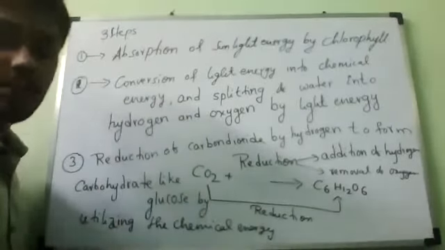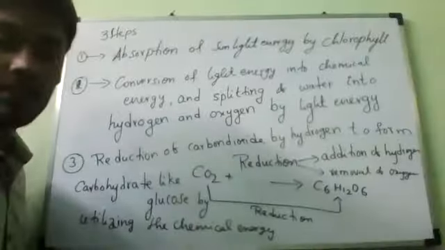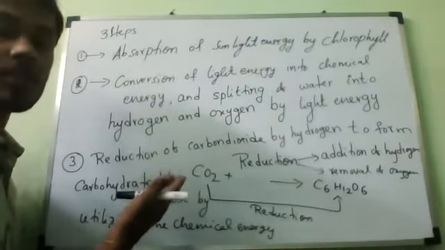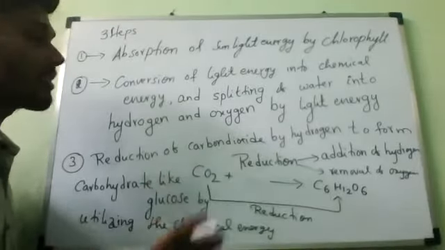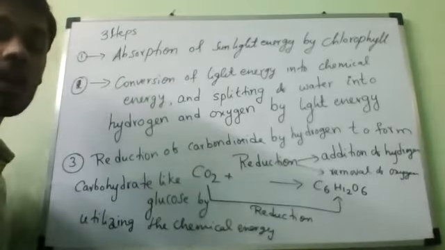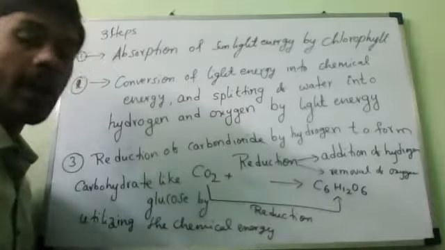What is the meaning of reduction? Sir, this is biology, why reduction? Addition of hydrogen and removal of oxygen. This photosynthesis reaction itself is a chemical reaction. Is it yes or no? So that is why we should know under which type of reaction photosynthesis comes. It is a reduction process taking place here. Means we are adding the hydrogen to the carbon dioxide. That is why it is a reduction of carbon dioxide by hydrogen.